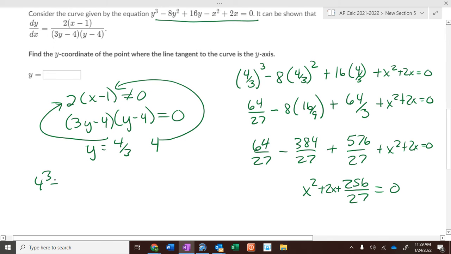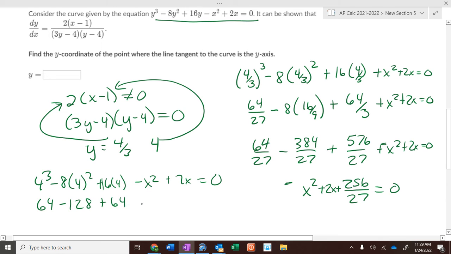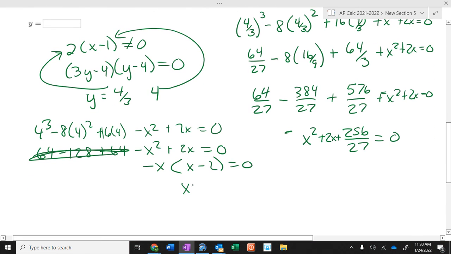So 4 cubed minus 8 × 4² plus 16 × 4 minus x squared. Oh, that's a negative x squared. Minus x squared plus 2x equals 0. So we get 64 minus 128 plus 64, right? Minus x squared plus 2x equals 0. So this all cancels out. So if we factor out a negative x, we get x minus 2 equals 0. So x must equal 0, or x must equal 2.